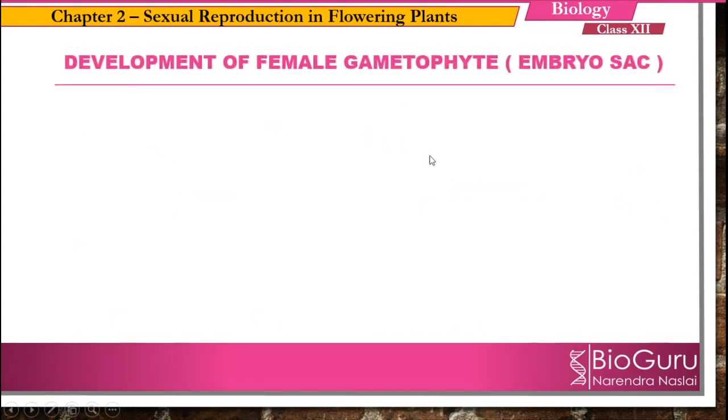Now let us study the development of the female gametophyte, that is the embryo sac. Let me consider this functional megaspore, which is haploid, and here I have written it as the micropylar end. So opposite to that will become the chalazal end. Now this functional megaspore, which is haploid, will undergo mitosis. We know that in mitosis, two events take place. Mainly, first the nuclear division takes place, that is called karyokinesis, and then the whole cell is going to divide into two cells, that is called cytokinesis.